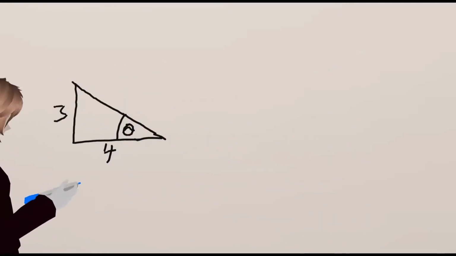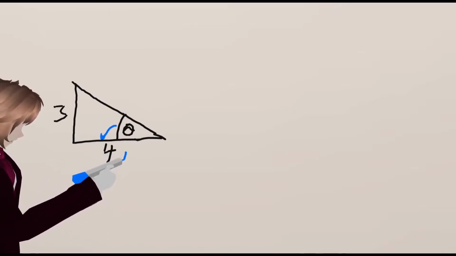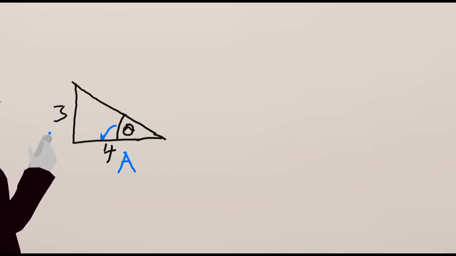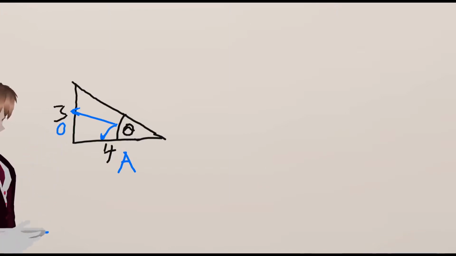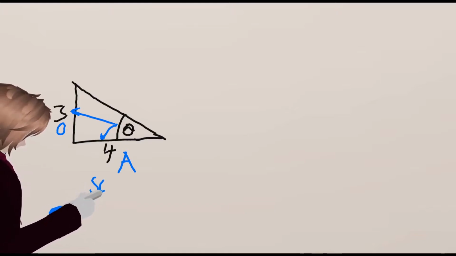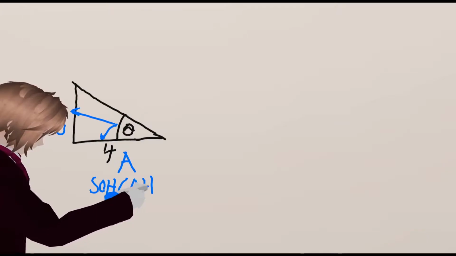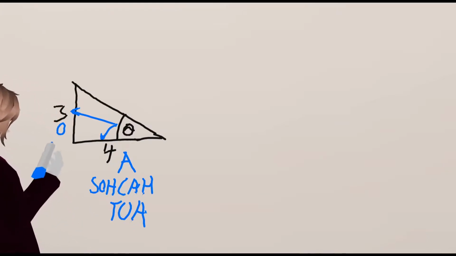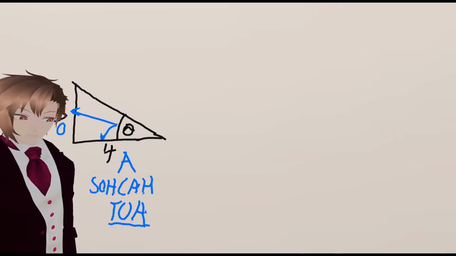Well, this side of my triangle is adjacent to, it's next to, so that's my adjacent. And up here, I've got my 3, which is on the opposite side. So which ratio are we going to be using? Let's write it out quickly. So, SOH CAH TOA. Well, I have my O and I have my A, so I'm going to be using tan, TOA.